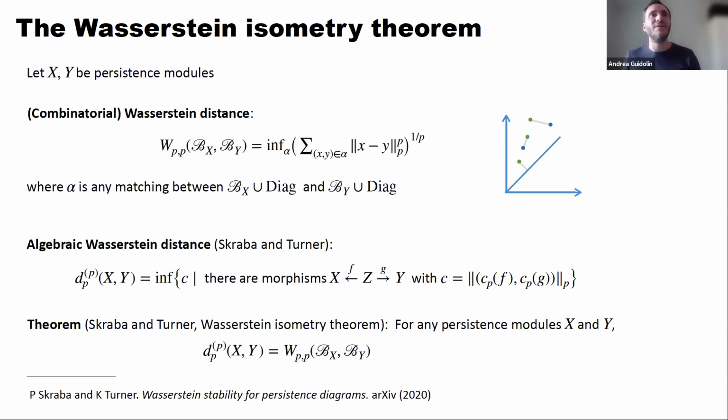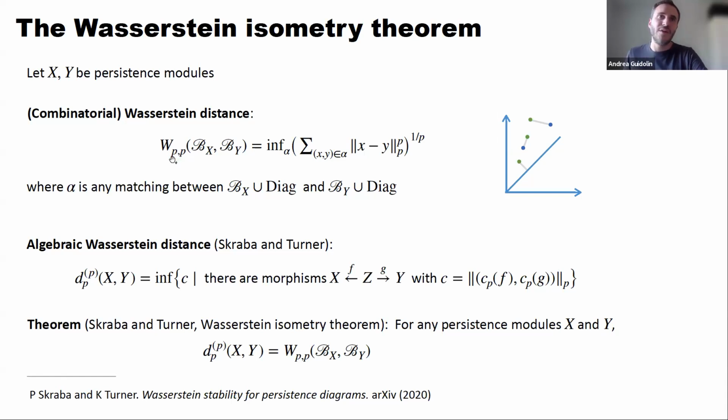All right, and I have just a couple of slides to show you an application of these theorems. The application is to the so-called Wasserstein isometry theorem. So I want to introduce two different types of Wasserstein distances. One is the usual one. So if we have X and Y persistence modules, we can consider the usual combinatorial Wasserstein distance between the barcodes, which is defined by looking at matchings, which I here represented as matchings between persistence diagrams.